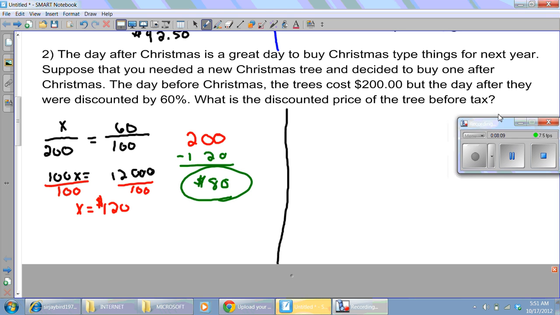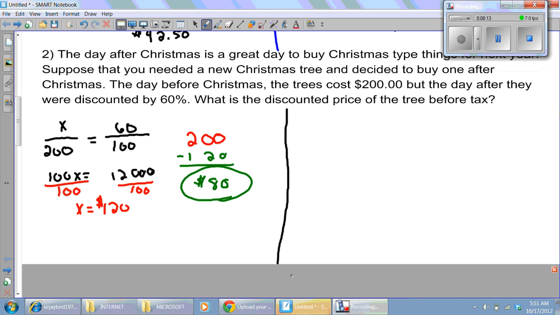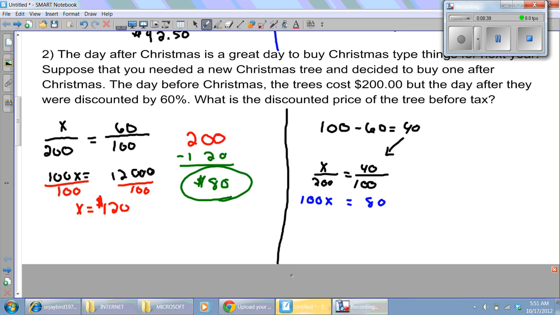Now, to do it my way, I know I'm getting 60% off. What percent am I paying? Well, 100 minus 60 equals 40. My percent proportion is going to look very similar to the other one, except I'm going to have 40 over 100, right? Because of that 40. Going to cross multiply and get 100x, and that's going to equal 8,000. And then I'm going to divide by 100 on both sides. And when I do that, x is going to equal $80. And notice my answers match.